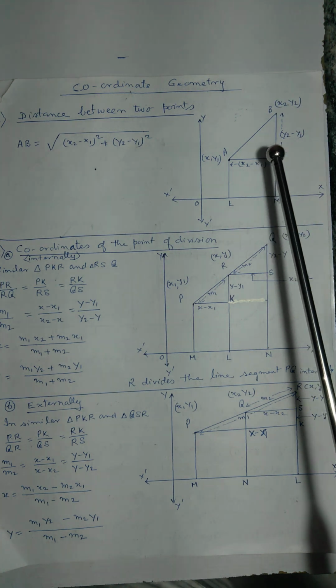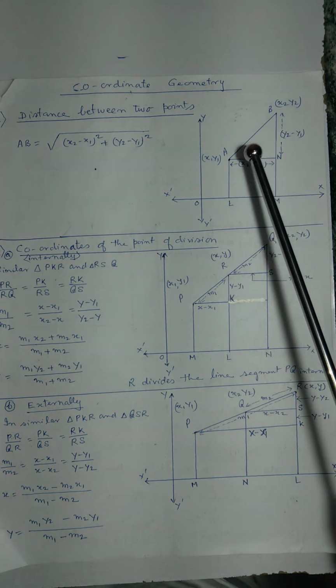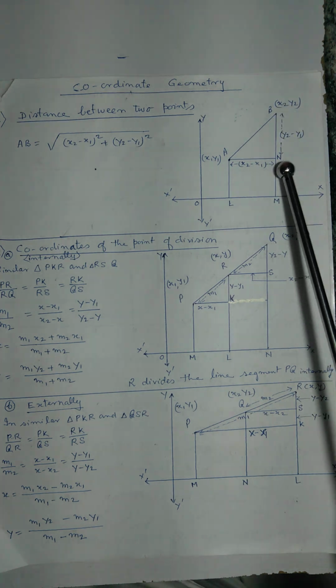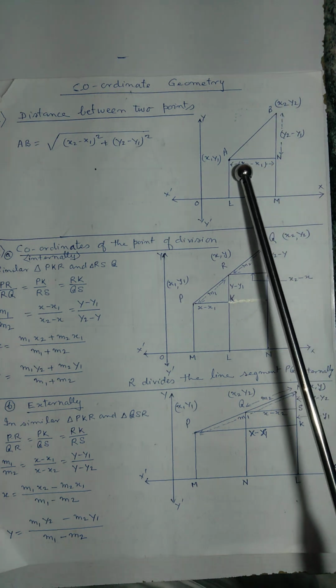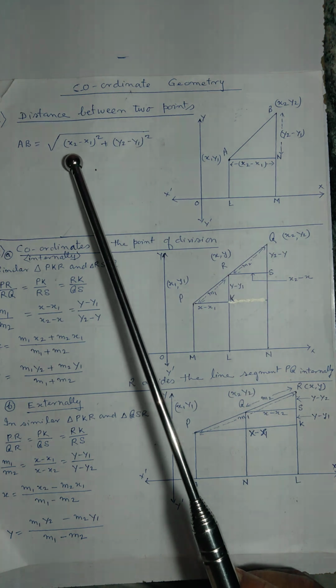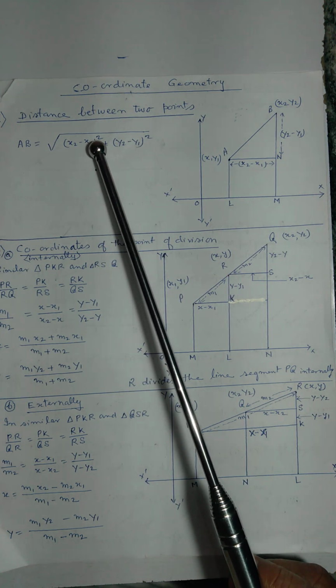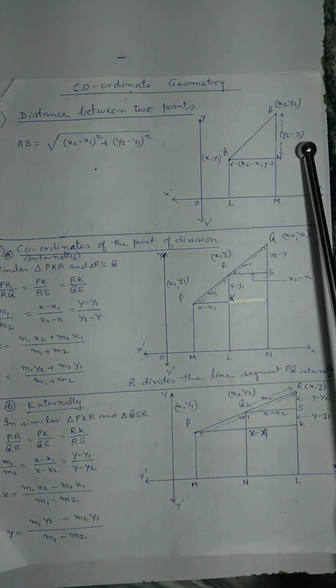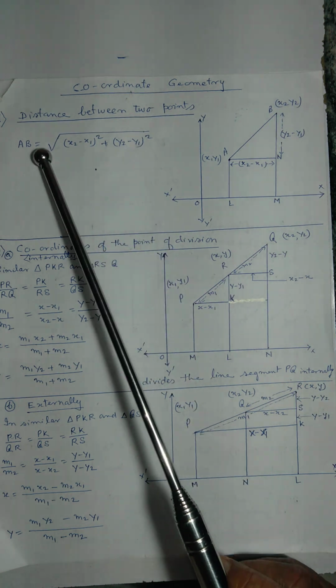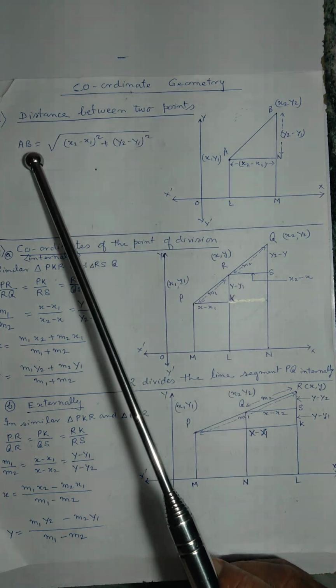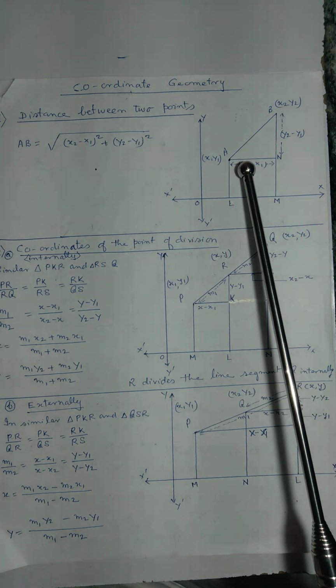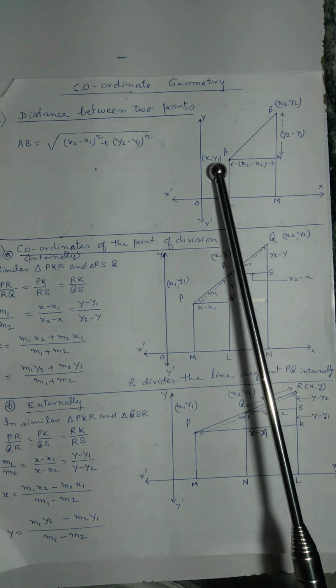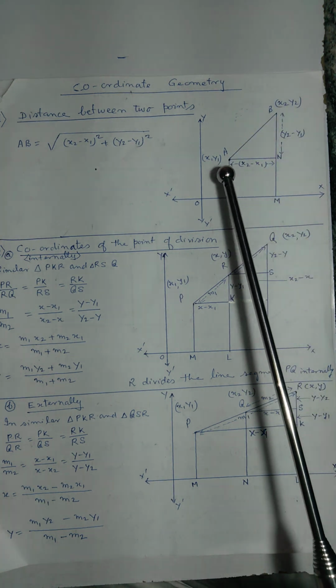So just apply the Pythagoras theorem. This is the perpendicular, this is the base. So the base squared plus the perpendicular squared. You see here I have written (x2 minus x1) whole squared plus (y2 minus y1) whole squared. Taking the square root, that will give you the distance between A and B with the help of the coordinates of points A and B.